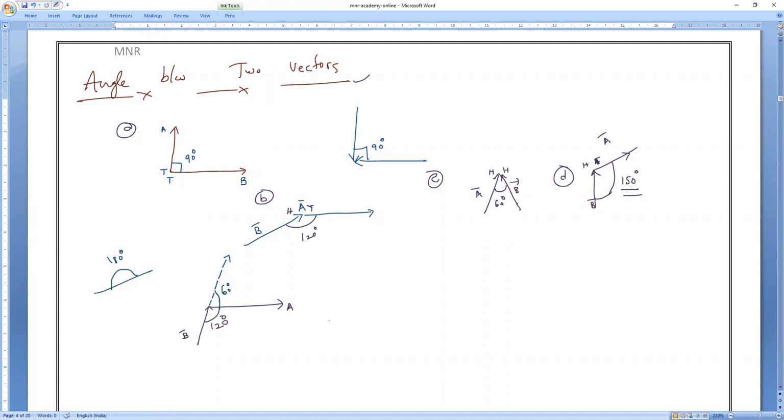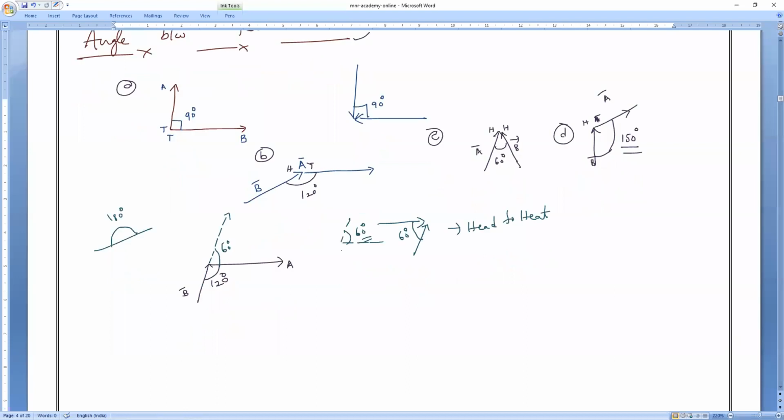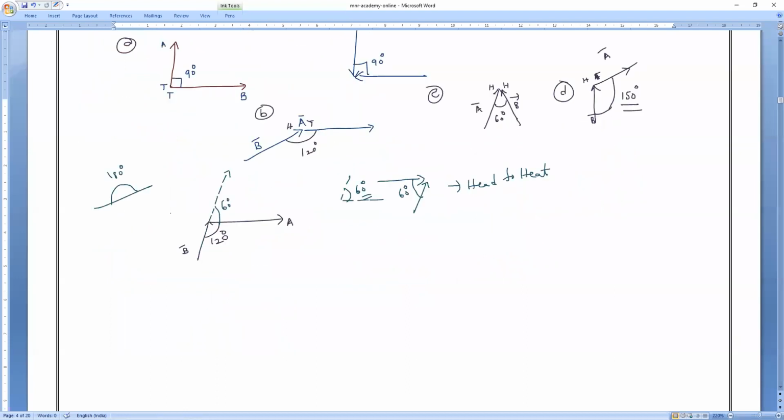So always remember: whenever you observe head to head, or if you notice tail to tail, remember the angle between them. If this is the head and this is also a head, then the angle between them equals how much? Head to head. How much is the angle? Or here, tail to tail, how much is the angle? 60 degrees. Understand? They will ask you this.